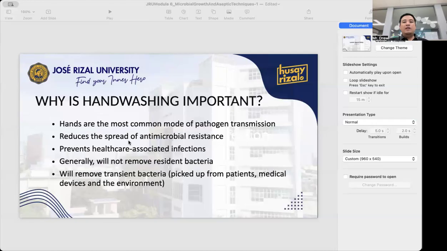Why is hand washing important? Hand washing is essential because hands transfer pathogens from patients and surfaces. Pathogens multiply on hands if not washed properly. Poor hygiene equals contaminated hands spreading infection. So washing hands correctly prevents outbreaks.